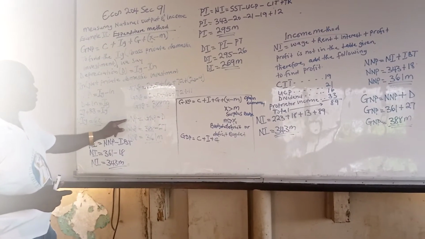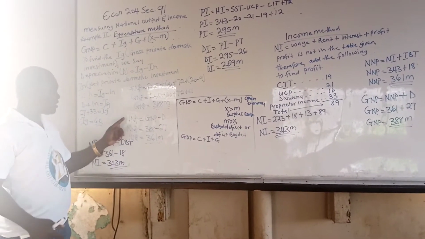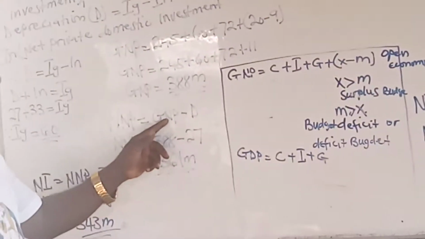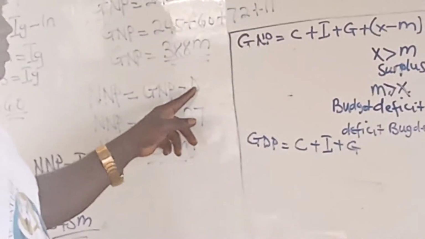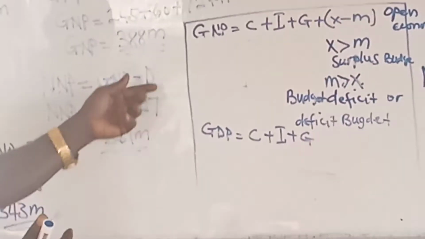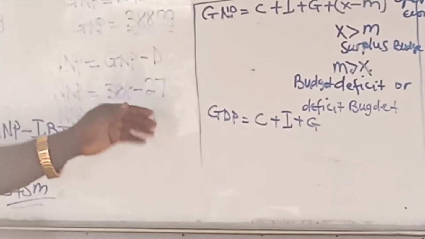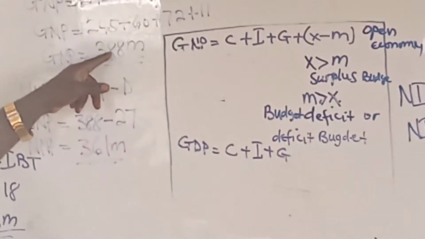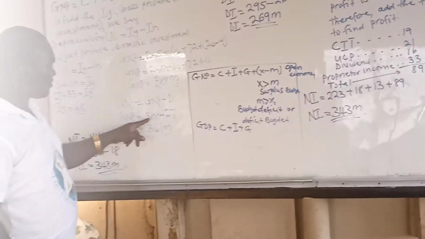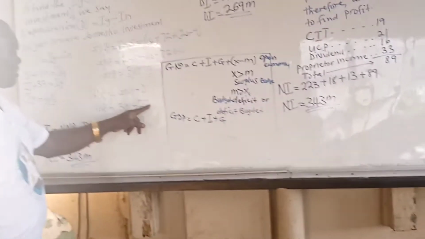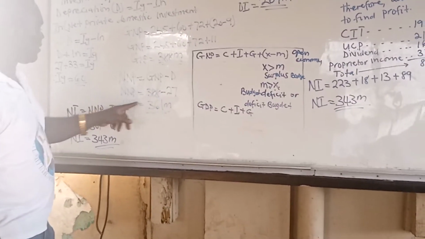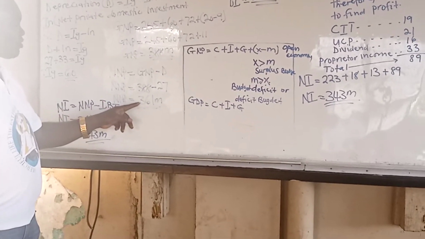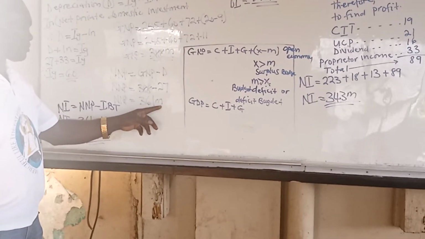The NNP stands for net national product. Net national product should be equal to what? The GNP minus the depreciation. So the depreciation value there on the table is what? It is 27. We have already found GNP, which is 338. So this is the 338 minus the 27. If you subtract the 27, your NNP, the net national product, is equal to 361 million.